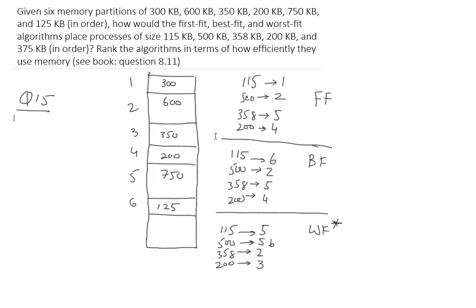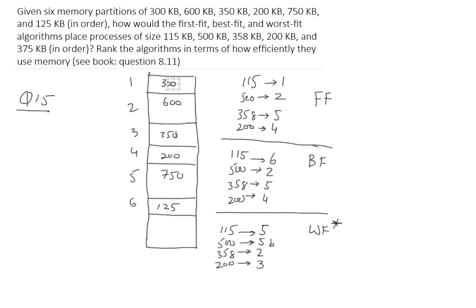After that, 200. I have written it as 4 because we start from here. In 300, 115 has been used, and the remaining is 185. We cannot use that for 200. Here 500 has been used, the remaining is 100, and we cannot use that either. So remaining 185 is small, remaining 100 is small. Actually, 200 we can assign here.